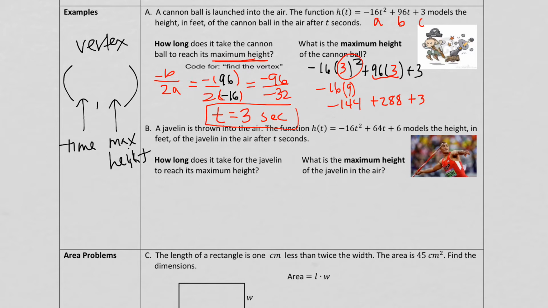Then negative 144 plus 288 is going to be 144 plus 3. So the max height of my cannonball will be 147 feet. So that's it. Today's notes: when you're looking at some kind of projectile motion, if I want to find the max height and how long it took, it just means find the vertex. And to do that, it's negative b over 2a.